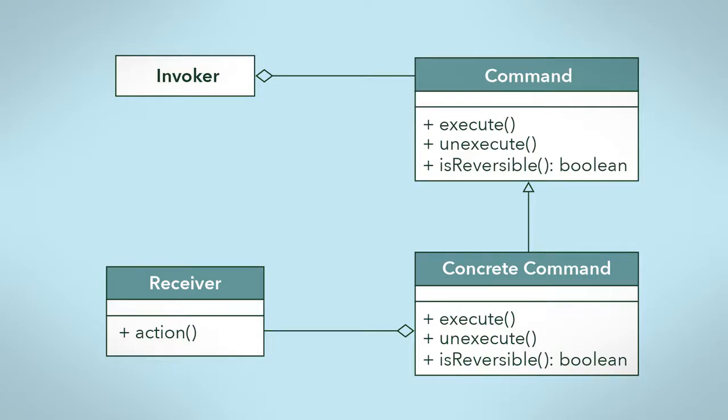The execute method will actually do the work that the command is supposed to do. Unexecute will do the work of undoing the command, and isReversible determines if the command is reversible, returning true if the command can be undone. There could be some commands that can't be undone. For example, save is a command that doesn't really make sense to be undone. You can't really unsave a work that has been saved. These concrete command classes will call on specific receiver classes to deal with the actual work of completing the command.